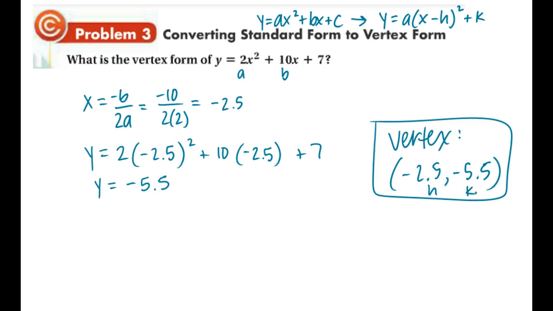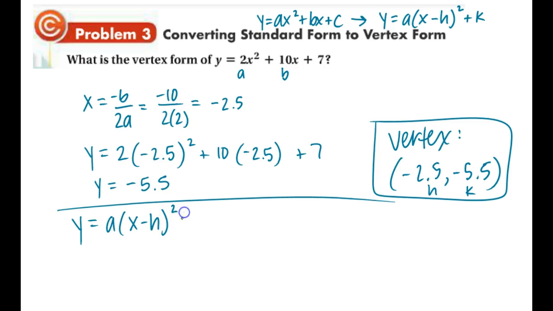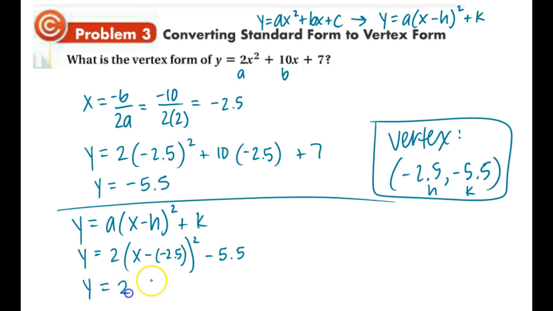So now let's rewrite our general form of the vertex form. So y equals a times (x minus h) squared plus k. So the a value, we're using the same a value as above, so that's 2. So y equals 2, open up parentheses, x minus -2.5, squared. And then for the k, it's -5.5. And you can see right there we have a double negative going on, so of course we want to take care of that by making it a positive or a plus sign. So that means our vertex form is y equals 2 times the quantity of x plus 2.5 squared minus 5.5.